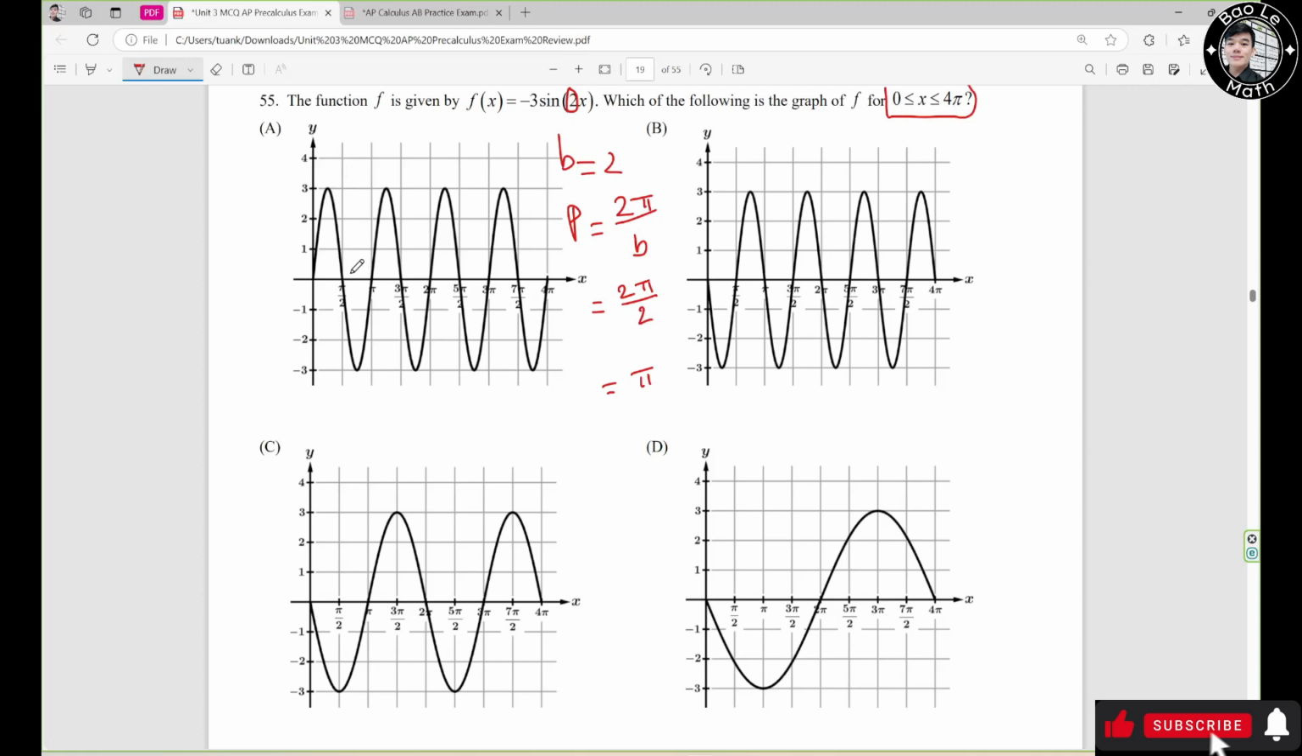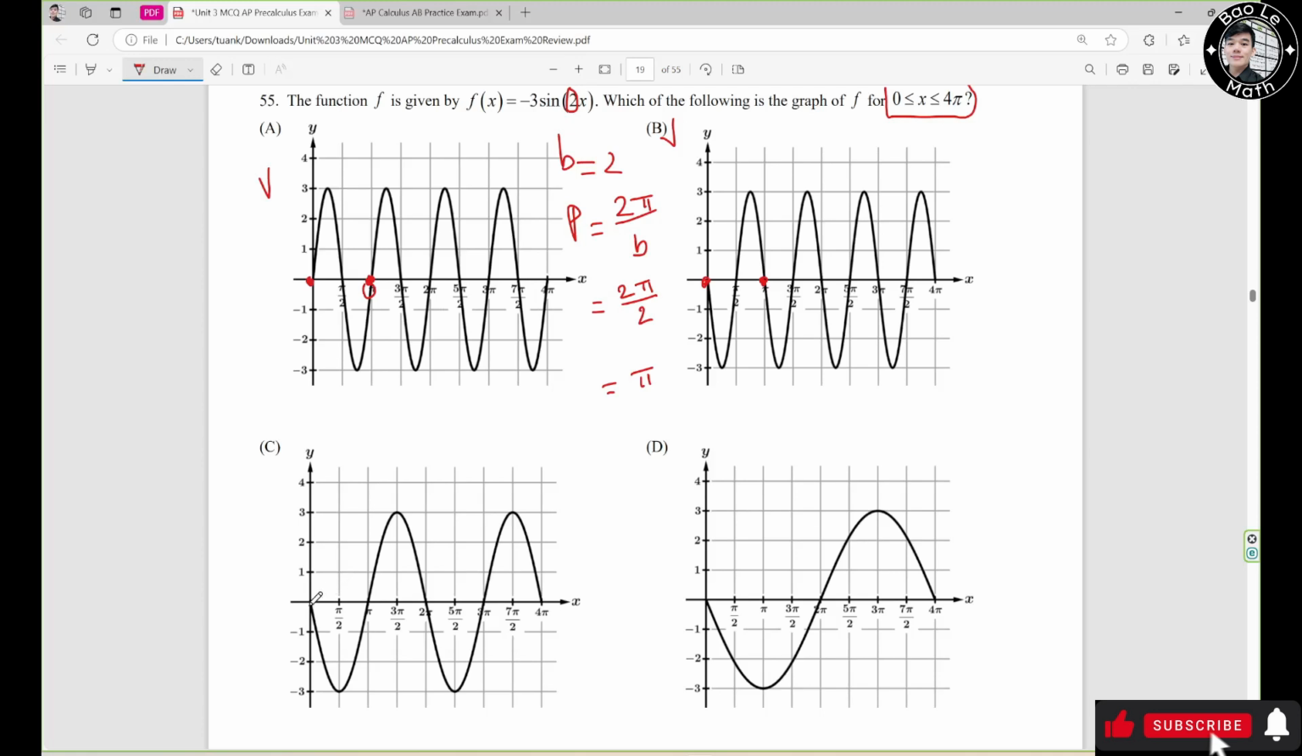Now we need to look for the period, right? The function starts right here and right here. This is one complete cycle, right? So it could be pi. So this could be right? Now let's check this one. The function starts right here and ends right here within the cycle. So this is the period, so it could be B, right?